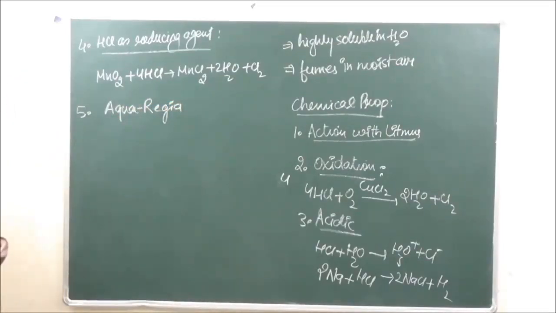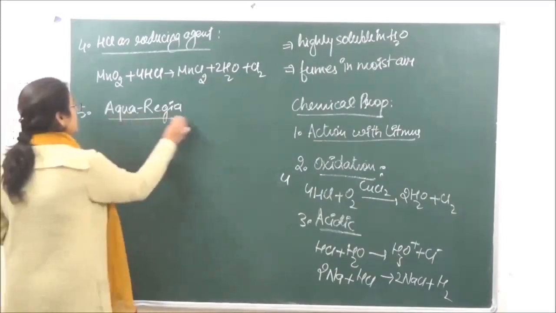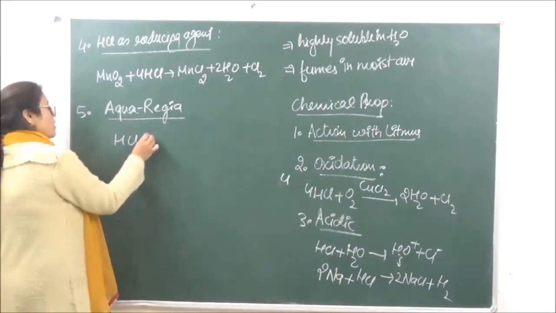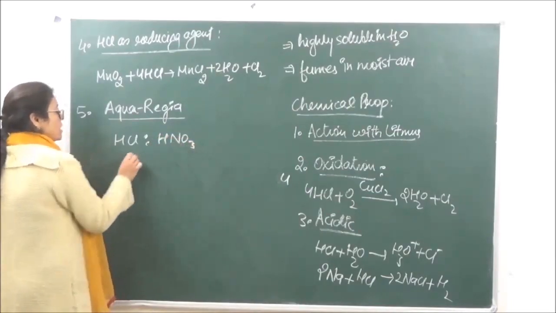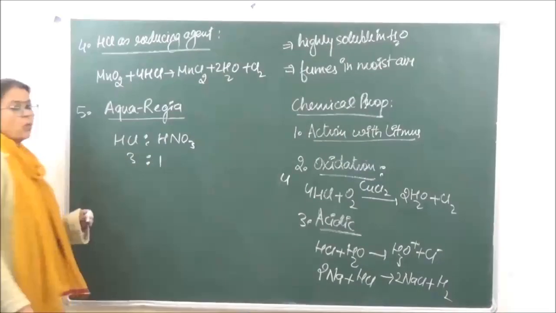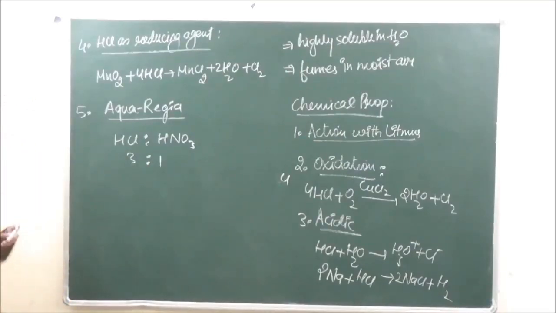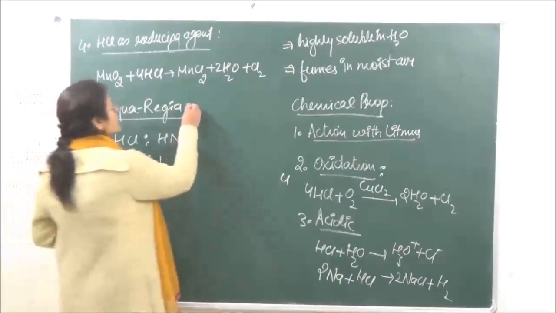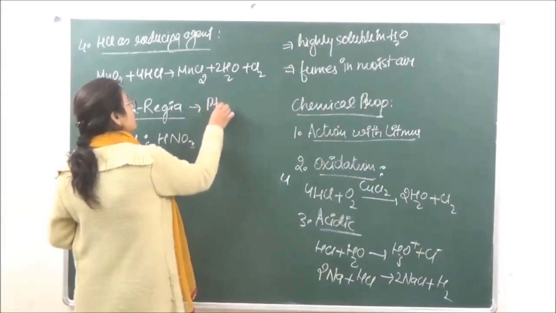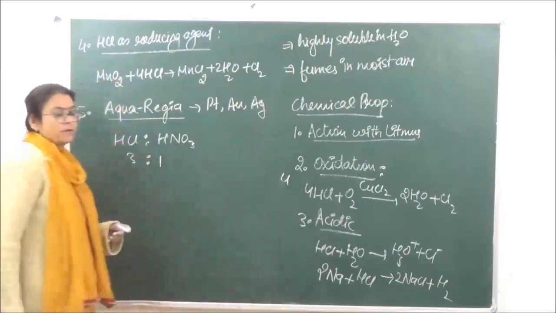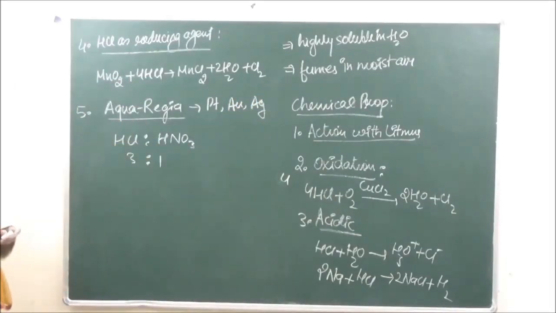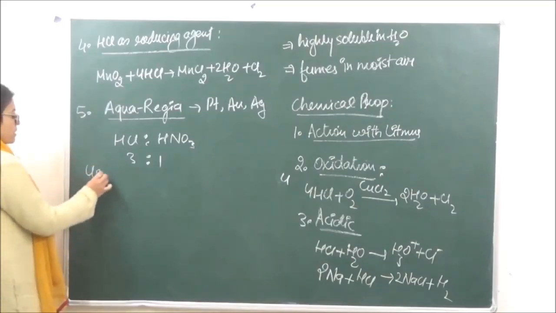Then it is used in the formation of aqua regia. Aqua regia क्या होता है? It is a combination of HCl and HNO3 in the ratio 3:1, and this is a solution which is used to dissolve noble metals like platinum, gold and silver. ठीक है? Aqua regia.